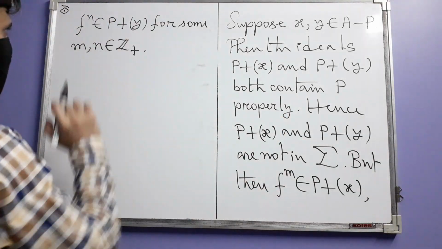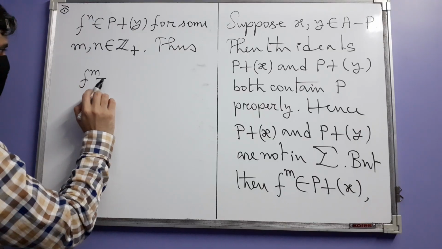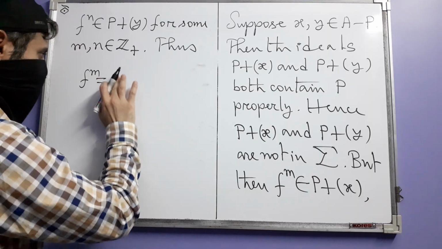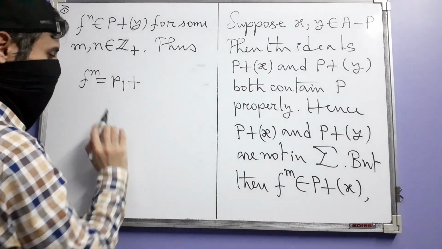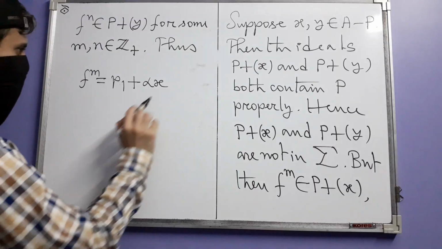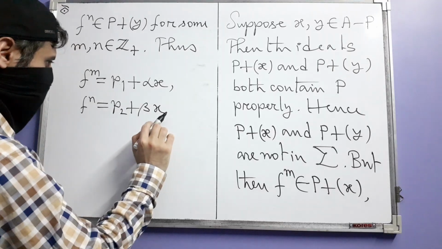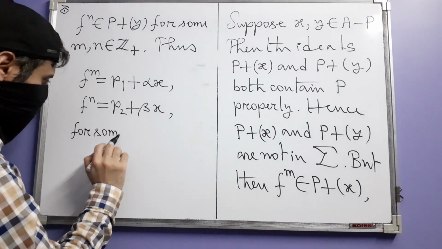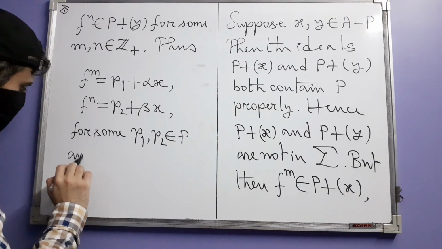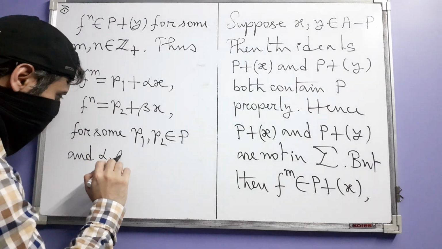Okay. Now, what does this mean? This means that f to the power m is some element of P, let me call it p1, plus some element from here, which will be a multiple of x, alpha x, and this is p2 plus beta x, for some p1 and p2 in P and alpha and beta in A.